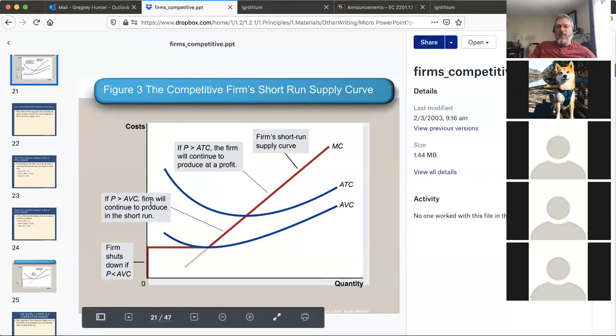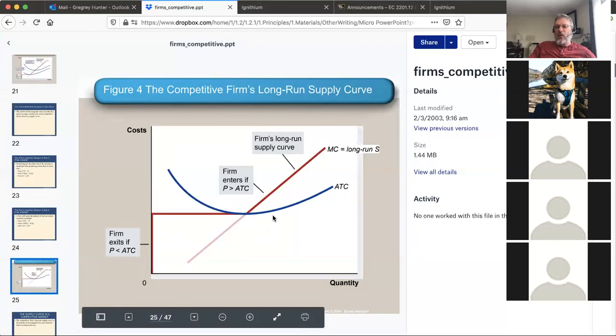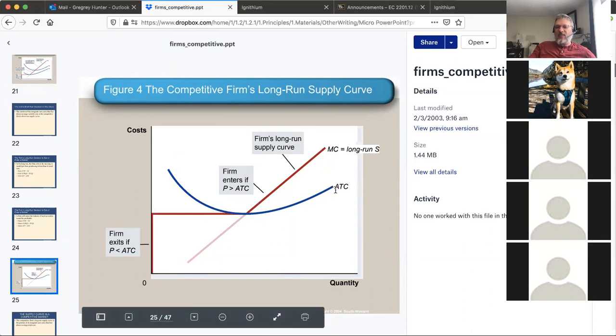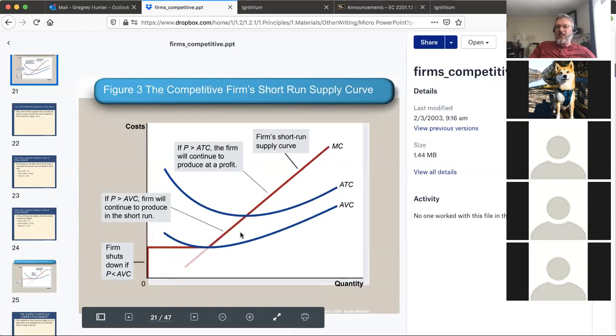So you notice that in the long run diagram, there is no average variable cost curve because in truth, all of the costs in the long run are variable. So I could label this curve either ATC or AVC and they would be the same. The reason that there's a difference in the short run is because in the short run there are fixed costs. And the fixed costs are what's causing the gap between the variable costs and the average total cost.